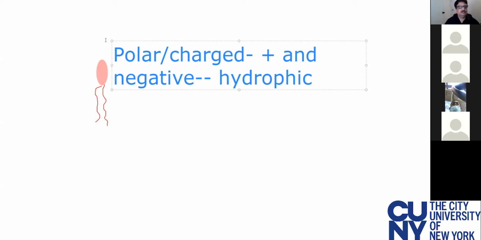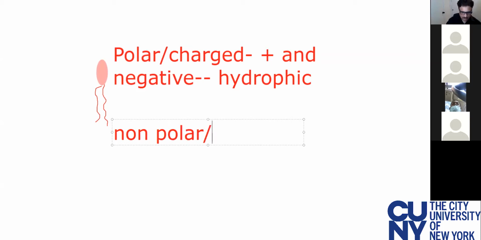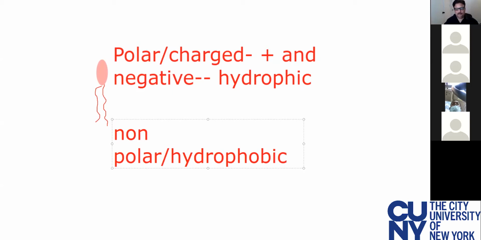So that's the head; now what is the tail? The tail is non-polar, meaning non-charged. It is hydrophobic, meaning it doesn't like water. So a lipid molecule is a unique molecule: hydrophilic head and hydrophobic tail. Polar head, non-polar tail. So this dual nature is called amphipathic.